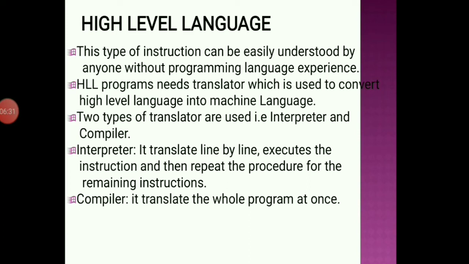This type of instruction can be easily understood by anyone without programming language experience. A high level program needs a translator, which is used to convert the high level language into machine language. This type of high level language uses the interpreter and the compiler. Compiler and interpreter are both translators, but the features of these translators are different. An interpreter converts the code line by line, but the compiler converts the whole code at once.